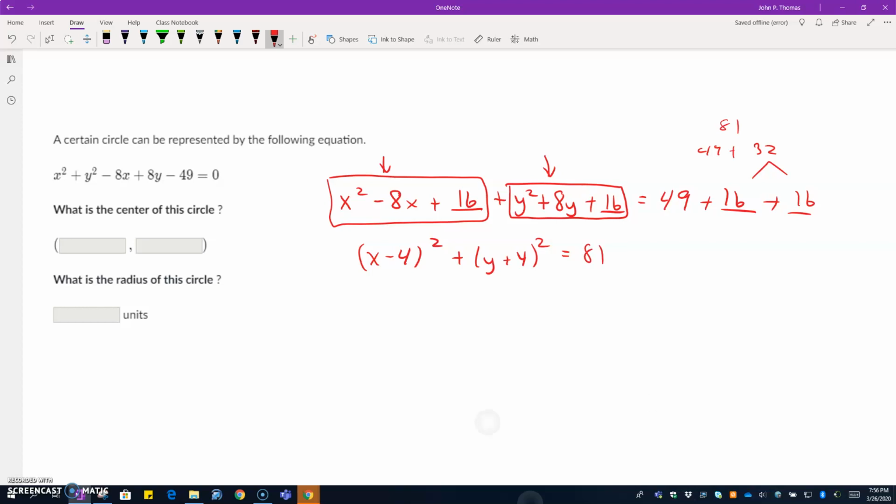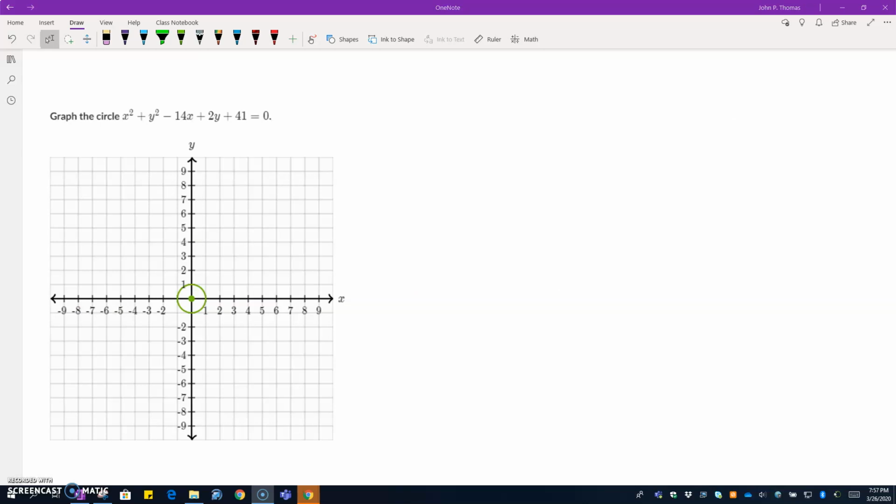All right, so now I'm here. So my HK is going to be 4 comma negative 4. So I'll bring that over to the answer spots. And the radius, since r squared is 81, r is going to be 9. So I'll toss a 9 in there. All right, I hope that helps. All right, here's the third and final question.